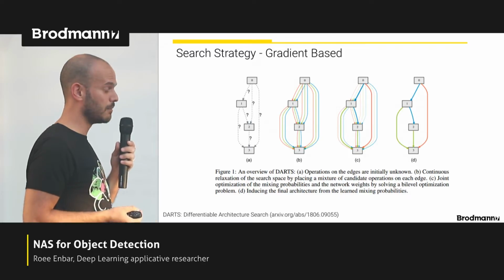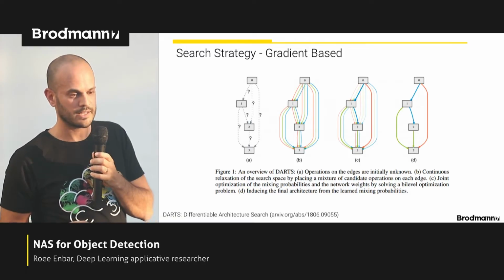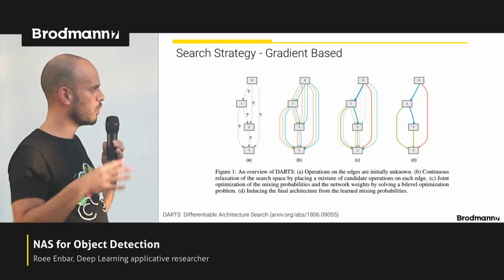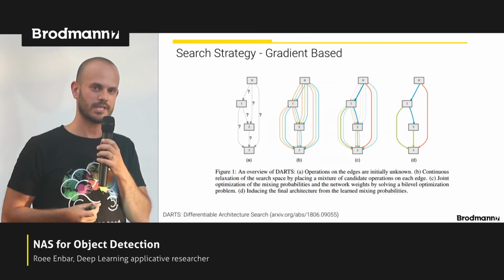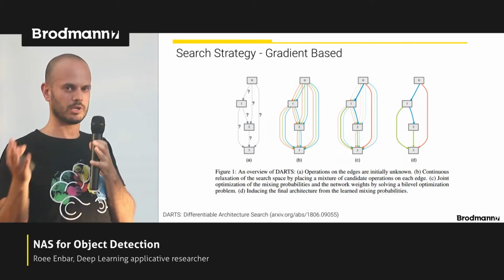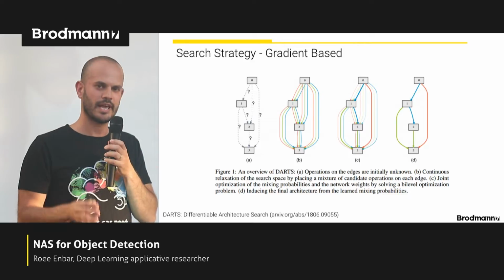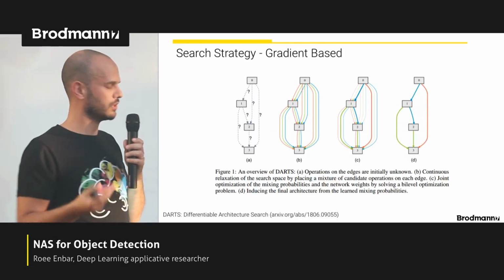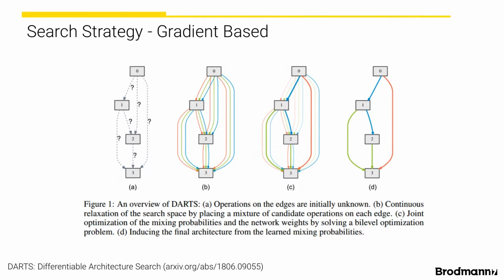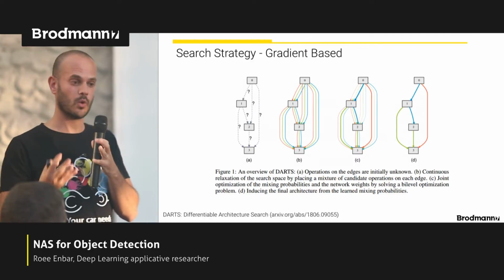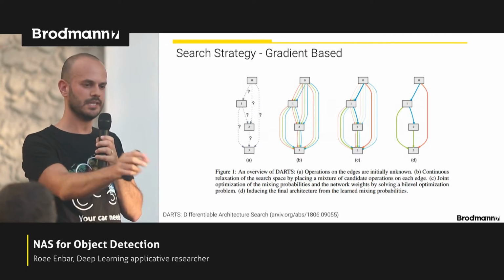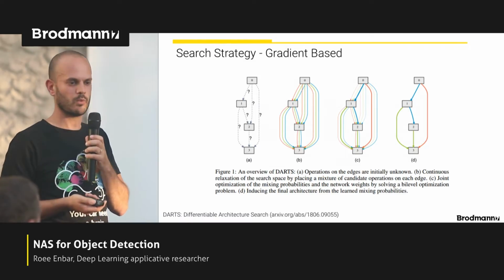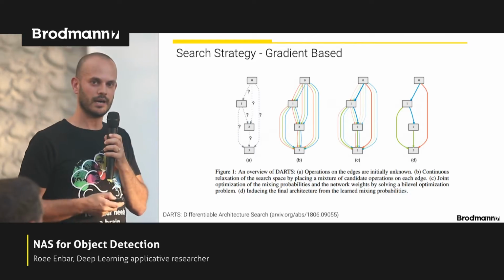For gradient-based methods, the input of each layer is the weighted sum of all the outputs of previous layers. This way I have a huge model which contains all possible models, and I place weights on each path, right? And as I train my hypermodel, my architectural weights get stronger or weaker. This is the boldness of the lines you see here. And then in the end, I can choose the argmax of my weights, choose the best path, and I have my model.